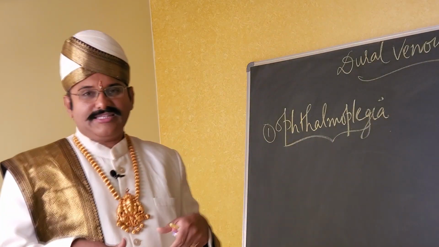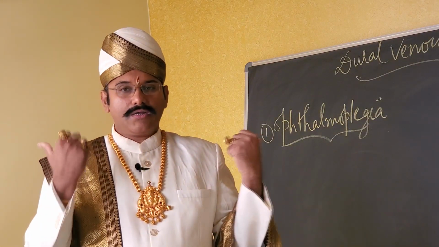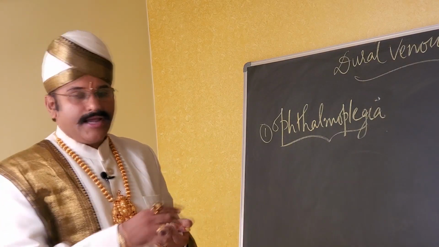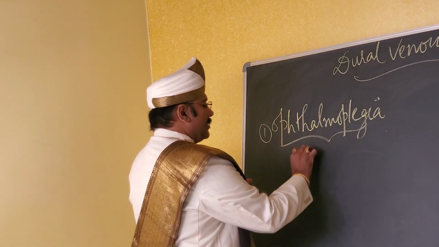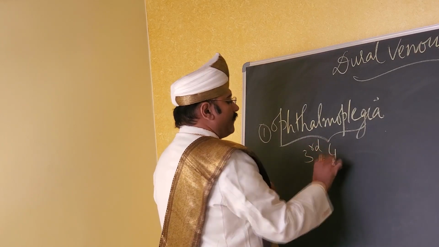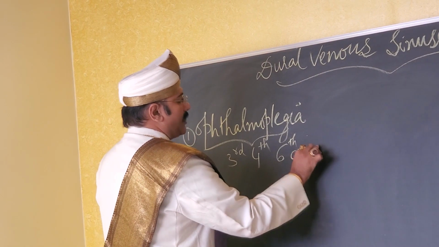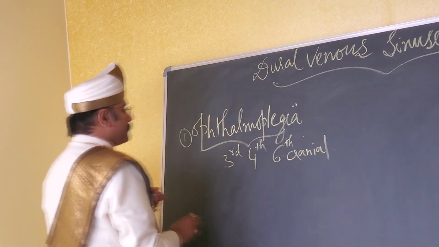So what is this called? Ophthalmoplegia, which is making the person to have only the straight vision and not the movements of the eyeball. Are you understanding? This is because of the involvement of the cranial nerves, the third cranial nerve, fourth cranial nerve and sixth cranial nerves, which results in ophthalmoplegia.